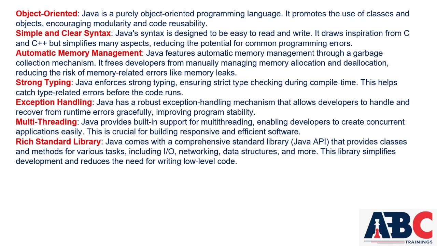Next is object oriented. Java is a purely object-oriented programming language. It promotes the use of classes and objects, encouraging modularity and code reusability. Then the simple and clear syntax. Java syntax is simple, which means it is designed to be easy to write and read. It draws inspiration from C and C++, but simplifies many aspects, reducing the potential for common programming errors.